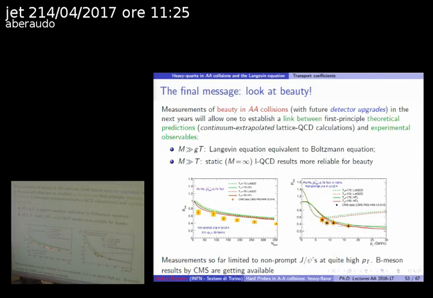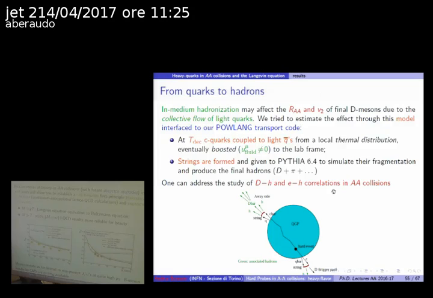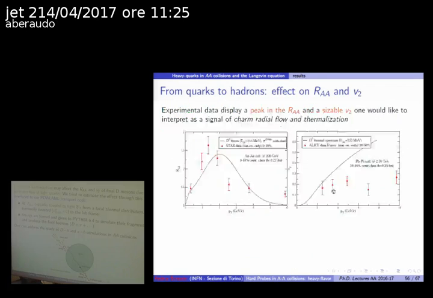These results were obtained with vacuum fragmentation functions. In the following I will show you the results obtained by performing some in-medium hadronization. So heavy quarks are produced here, they propagate in the medium. At a certain point they reach a freeze-out hypersurface where they can recombine with some thermal parton extracted from the medium, and this thermal parton will transfer to the final hadron also some of its collective motion.